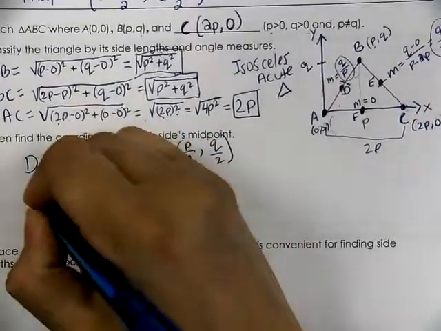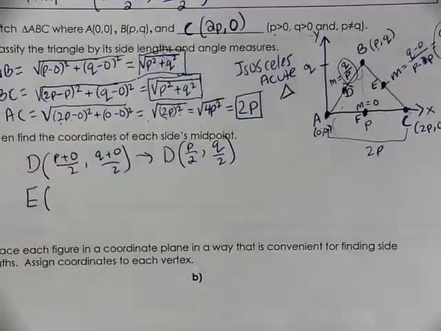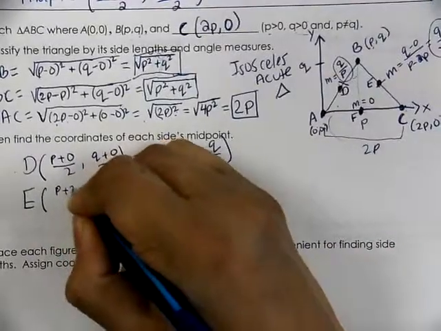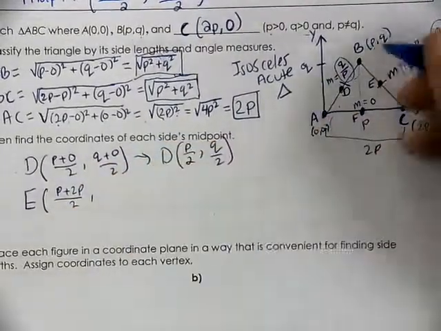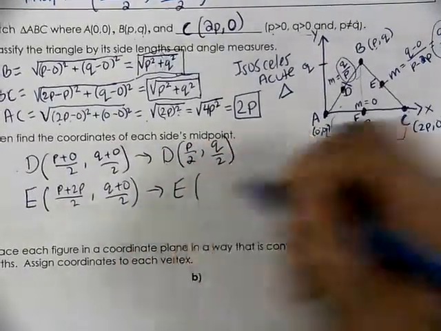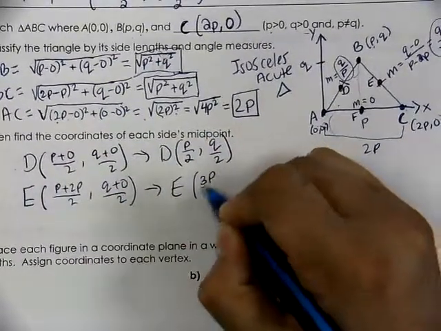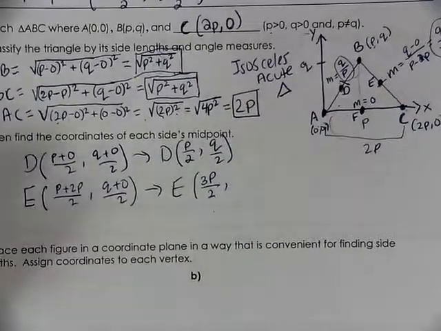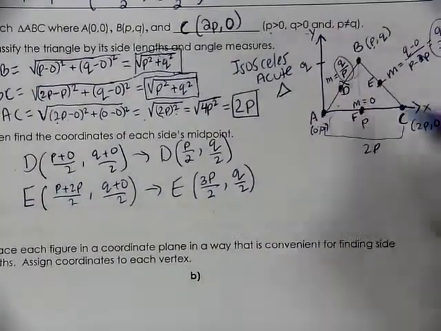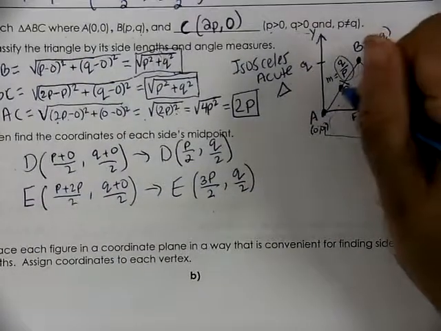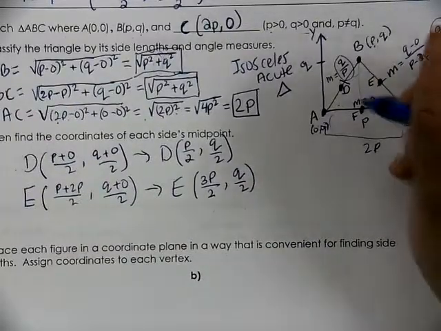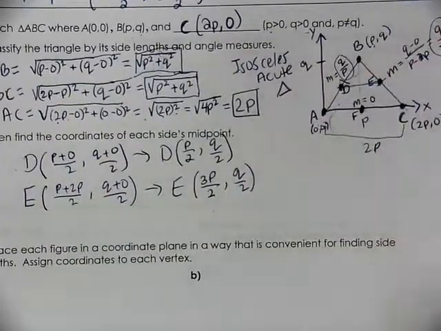All right, you do the same thing for E. My point E here, I want to do P plus 2P divided by 2 and Q plus 0 divided by 2. So again, just using the midpoint formula. The first one comes out to 3P over 2, which you could write as 1.5P, and then just Q over 2. Notice that the two midpoints we just found are exactly on the same y values, and that makes sense, since it would be kind of like a mid-segment there, you can imagine.